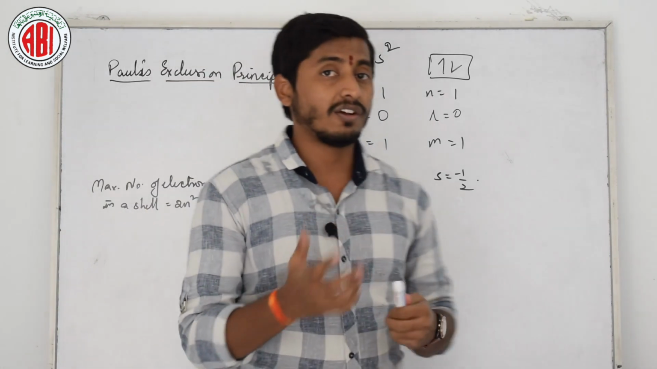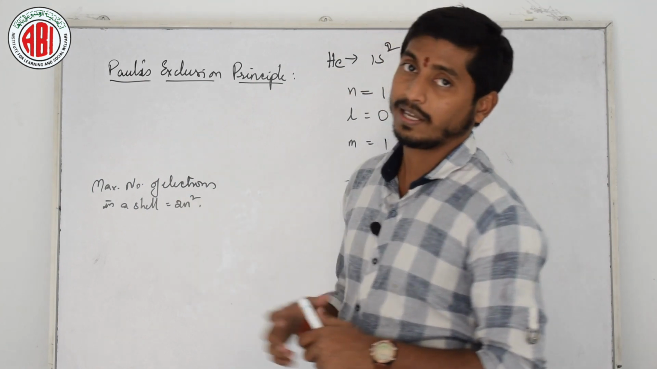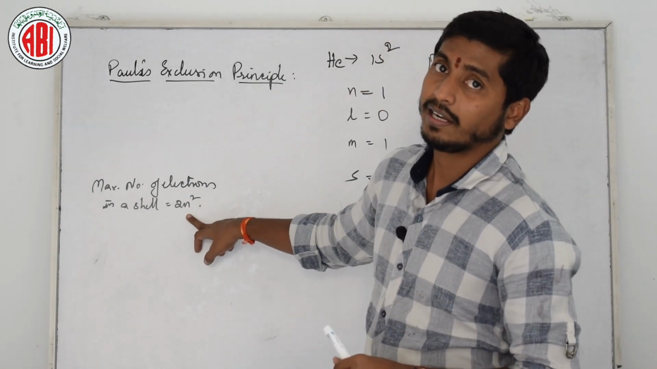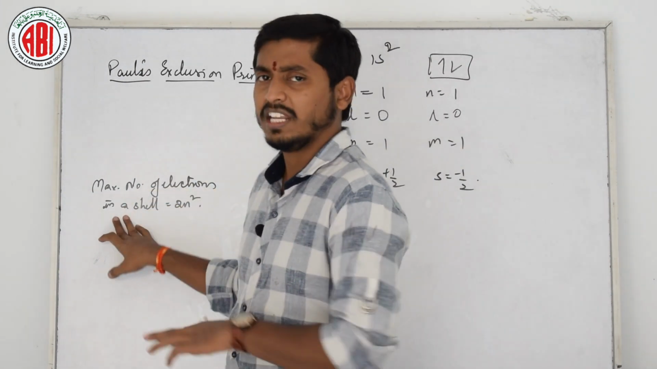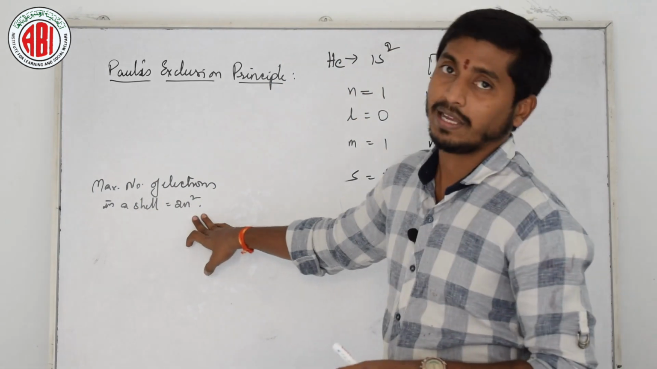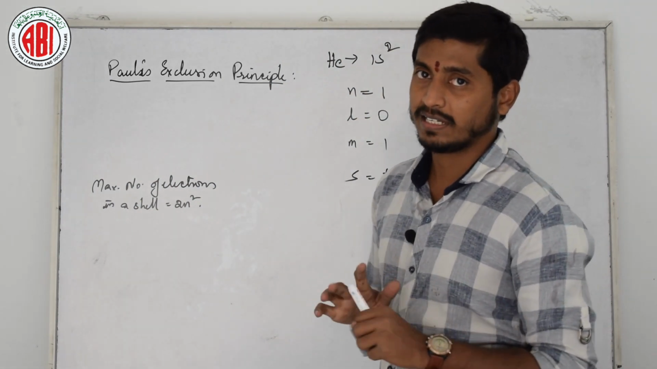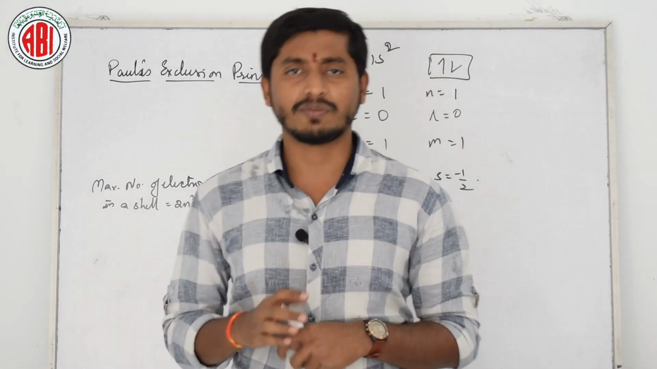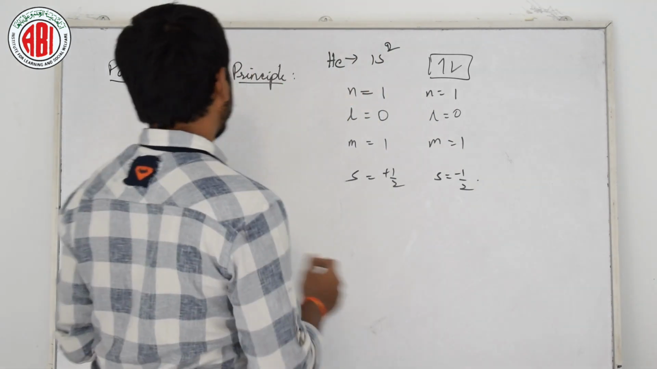And we can also generalize that the maximum number of electrons in a shell can be 2n squared, where n is the principal quantum number, right? Is it clear? He generalizes that the maximum number of electrons in any shell can be 2n squared. Where n is the number of the orbit, nothing but the principal quantum number. Is it clear? And the next theory we have to discuss is Hund's rule.